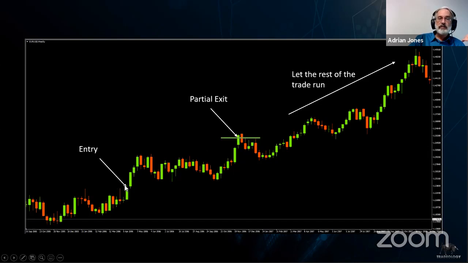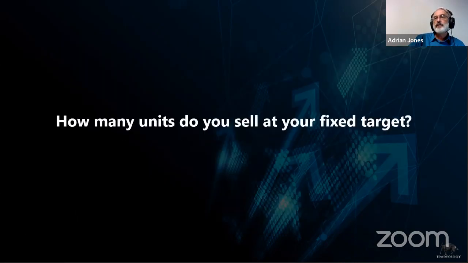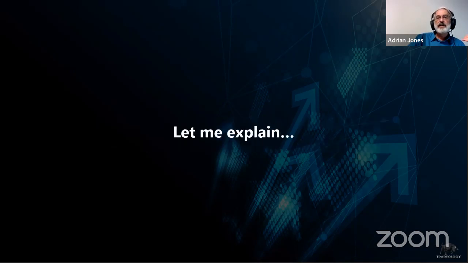So it might, for example, have had a very set rule that said you've got a target at this particular point, and as you get there, you could partially exit the trade, at least then be in profit, and then let the remainder of your trade run. Now, there are a couple of things to consider here. How many units do you sell at your fixed target? So basically, if you're in the stock market or if you're in the Forex market, how many pips do you basically need to get to your fixed target? How will you manage the remaining pips? Well, let me explain.